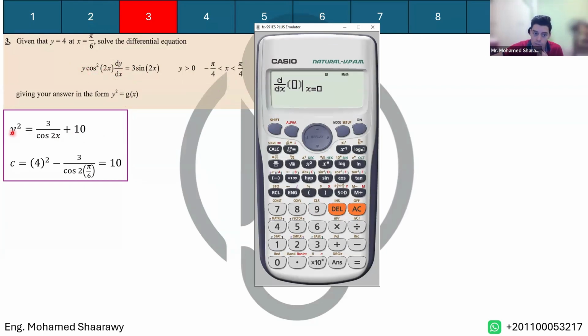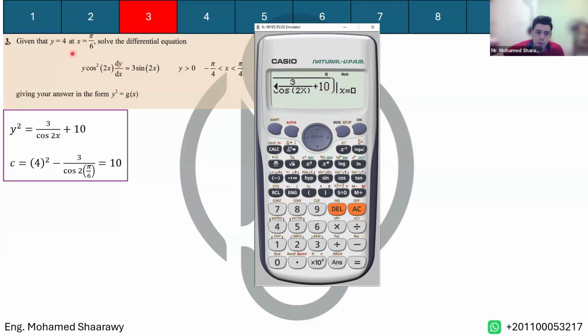Okay, so let's first make y the subject. So y will be equal to the positive or negative of the square root of this. Will I choose the positive or the negative square root? If you check here, y is always positive. So I can say that the differentiation of y, which is positive root of 3 over cosine 2x, of course my calculator is in radians, plus 10.